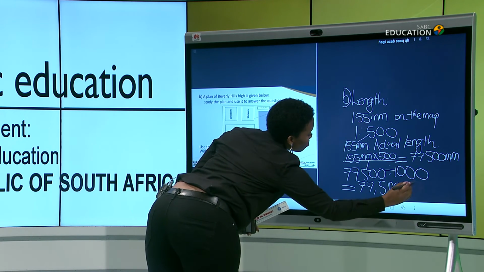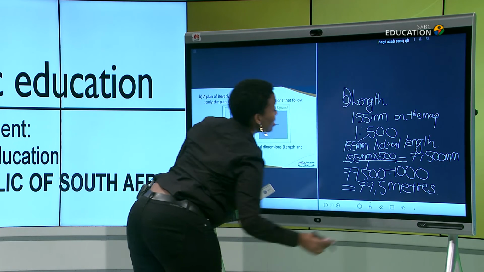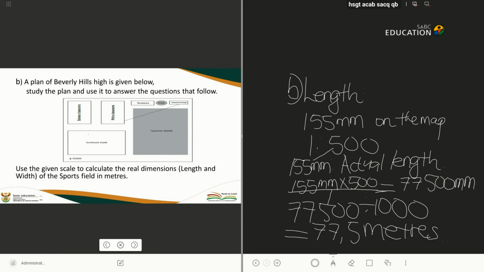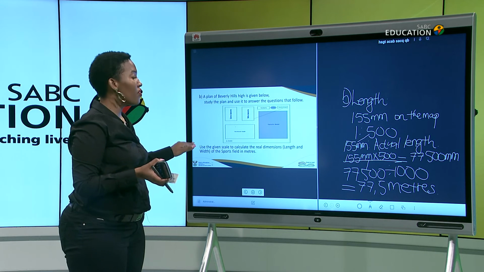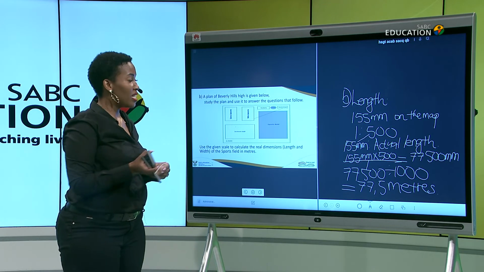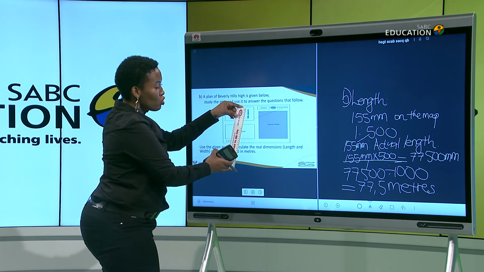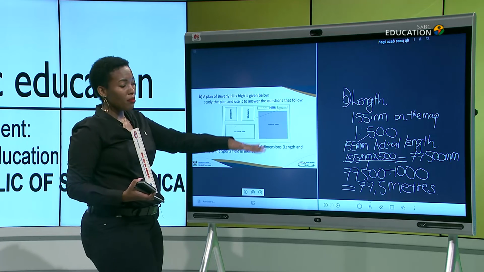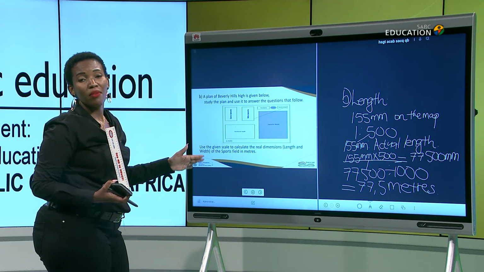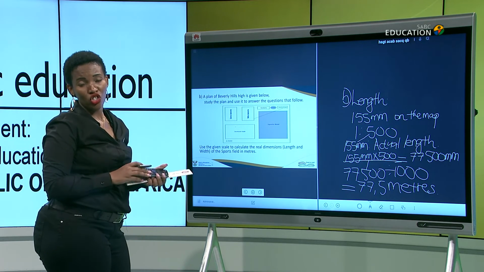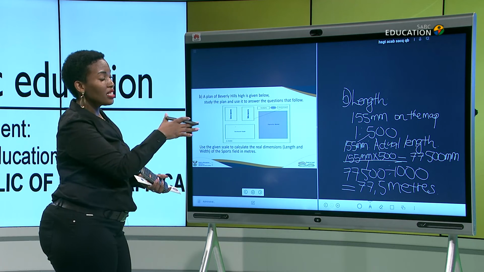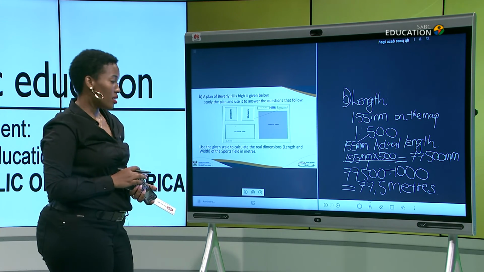77,5 what? Meters. So that is the actual dimensions, the actual length of the sports field. Now you can use the same method, the same procedure, to determine the actual width. I've measured the actual length. You're going to take your ruler and measure the actual width, and then use the same steps, the same method, to determine the actual dimension, which is the actual width, and the answer has to be in meters.